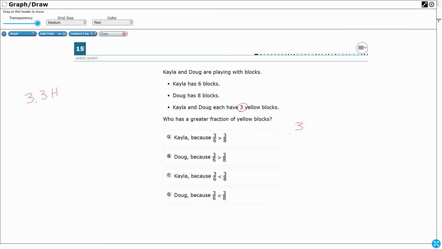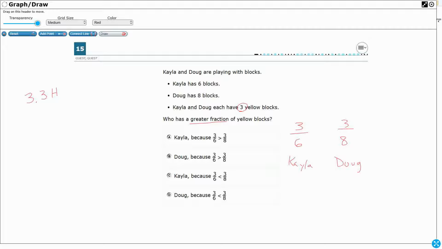numerator here. So we've got Kayla, she's got 6 blocks. So that's going to be Kayla. And then Doug has 8 blocks. And they each have 3. So they give this, and we're just trying to figure out who has the greater fraction. First off, which way does the inequality symbol go? Less than or greater than, and then who has the greater quantity?